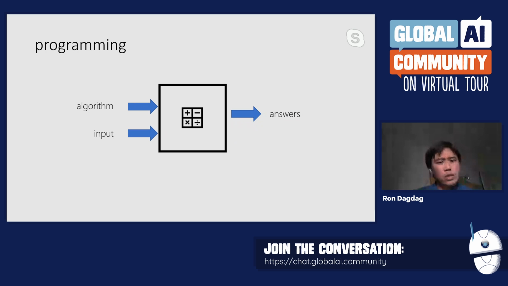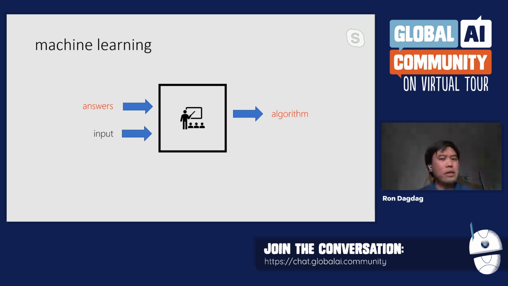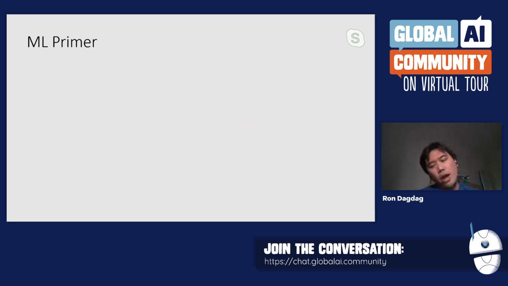In machine learning, just to go back, it kind of flips that scenario. You have the input and the answers, and what you're trying to do is train the computer to learn the algorithm for you, to generate an algorithm for you. And so it's a machine learning primer.